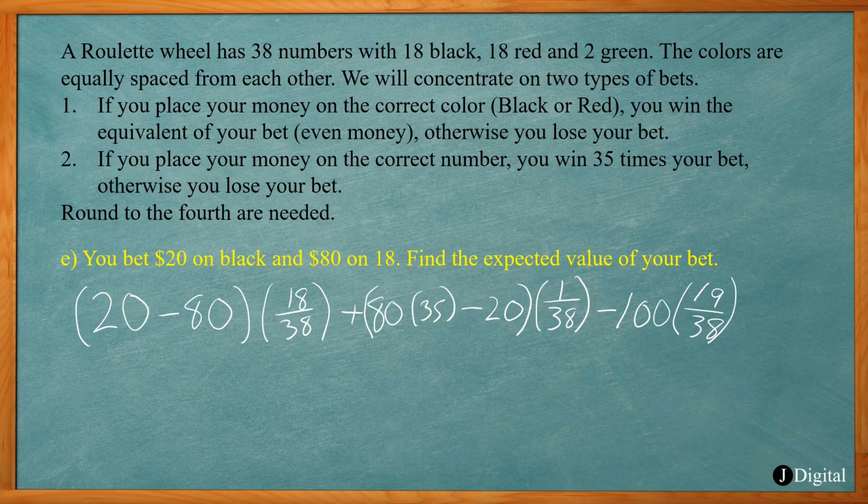Okay, so 20 minus 80, which is negative 60, times 18 over 38, plus the quantity 80 times 35 minus 20 times 1 over 38, minus 100 times 19 over 38. That's going to give you negative 5.2632. Okay, so you're going to lose about $5.26, or negative 5.2632.